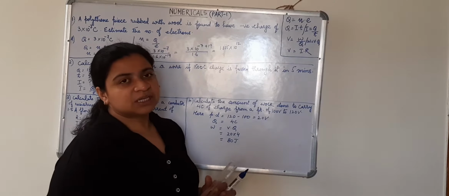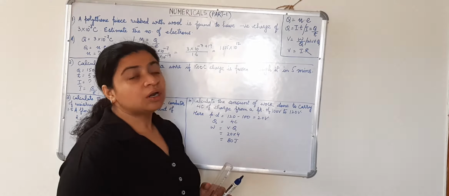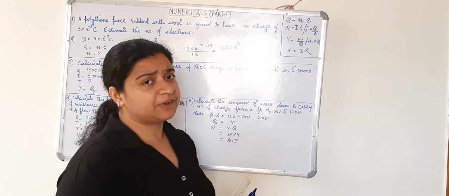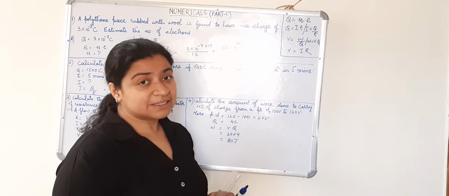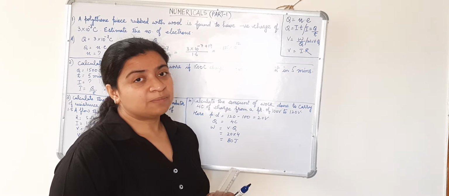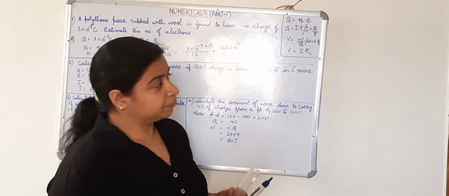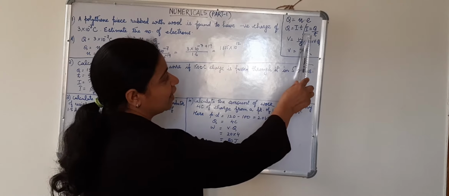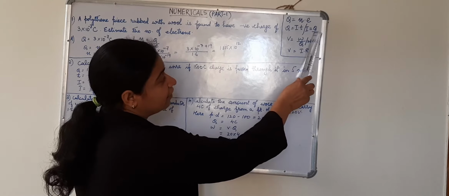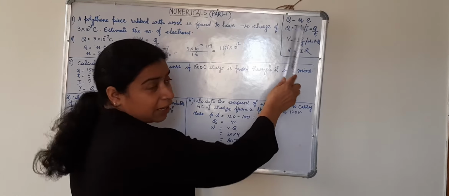Second equation is Q is equal to It, or if you remember the definition of current, that is I. I is equal to the amount of charge per unit time. So that is, I is equal to Q upon t, or I can write it in another way, Q is equal to It.